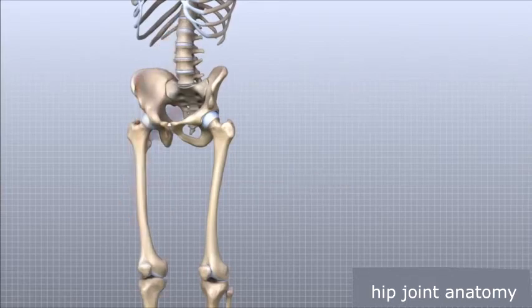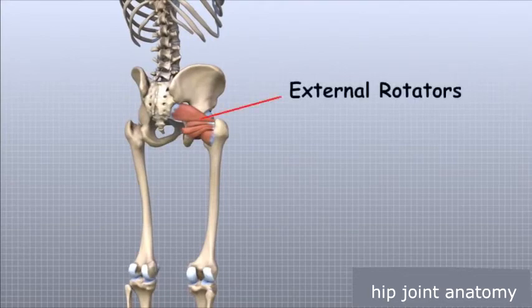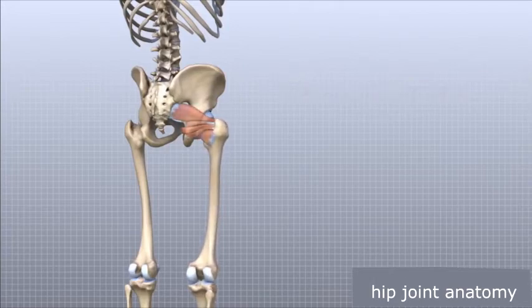Several small muscles travel from inside of the pelvis to the back of the pelvis, crossing the hip joint and attaching to the back of the femur. These muscles help to stabilize the hip joint and rotate the hip joint outwards. Together as a group, these muscles are called the external rotators of the hip joint.